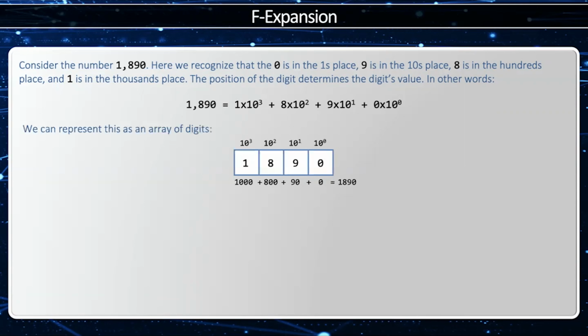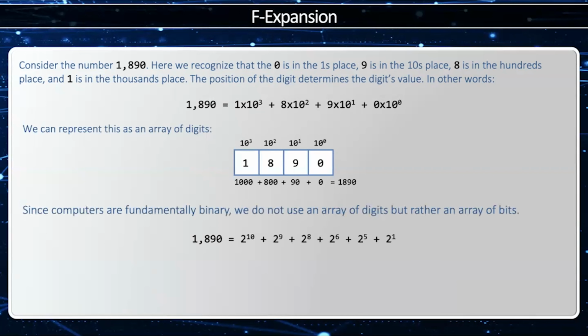Okay, so we can represent this as an array of digits, 1, 8, 9, and 0, where 0 is in the 10 to the 0 space. And then I can add them all up: 1,000 plus 800 plus 90 plus 0, where I take the magnitude of the place, 10 to the third, 10 squared, 10, 1, multiply it by the value in that slot, and that gives me what I add up. Now, since computers are fundamentally binary, we do not use an array of digits, but rather an array of bits.